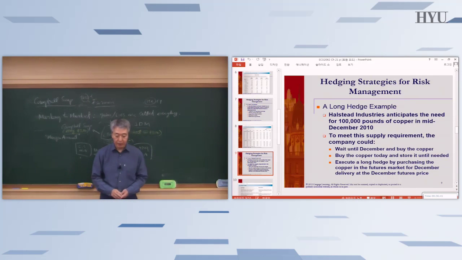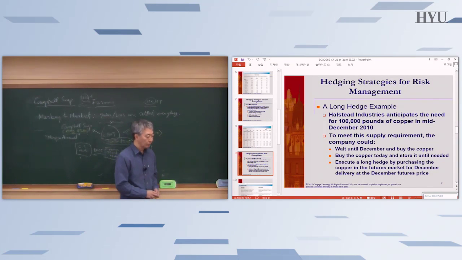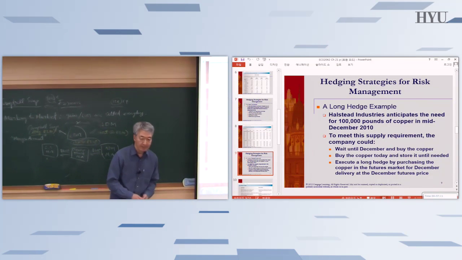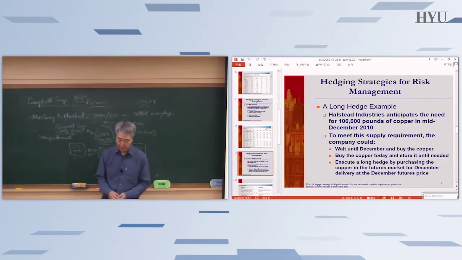All right, so let's talk about actual hedging strategies. How do you manage risk using hedges? Hedging strategies. Long hedge example. Let's say a company, Halstead Industry, anticipates the need for 100,000 pounds of copper in mid-December 2010. Let's say they agree to produce certain products, and they expect to use this much copper at that time.